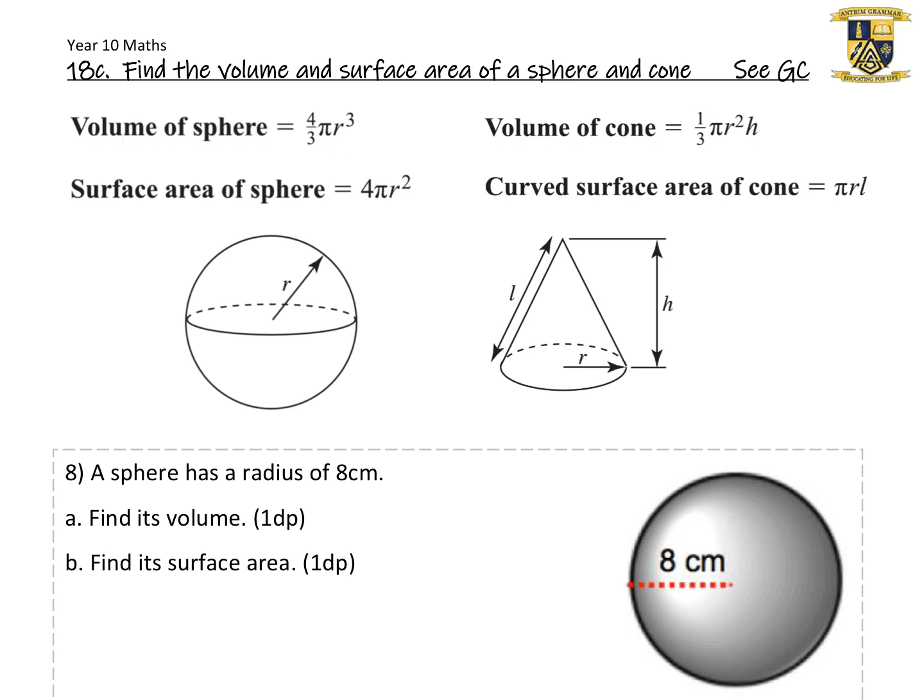So for a sphere, the volume formula is 4/3 pi r cubed. r represents the radius of the sphere, from the centre of the sphere out to the surface. The surface area then is 4 pi r squared.